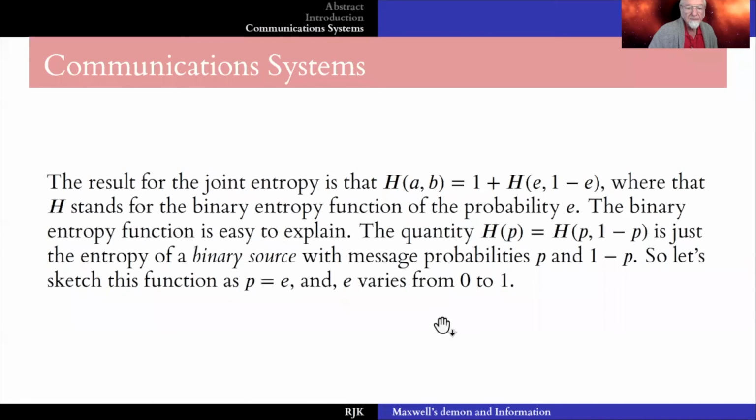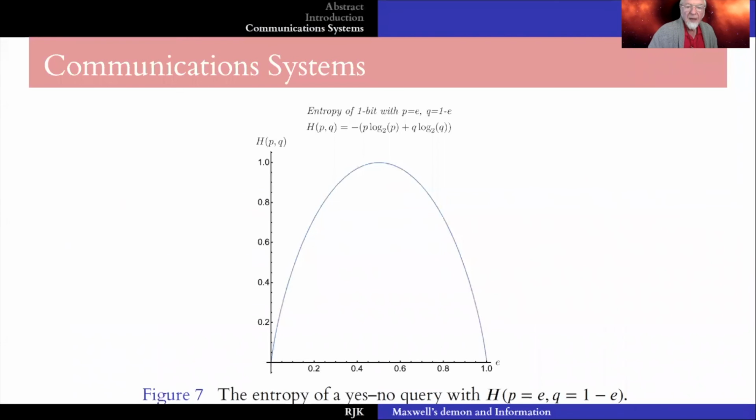So, let's see, I think I talked all about this. So we have P equals E, Q equals 1 minus E, H of P and Q, P log P plus Q log Q, where P is E and Q is 1 minus E.